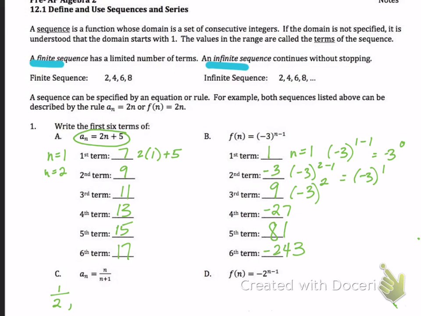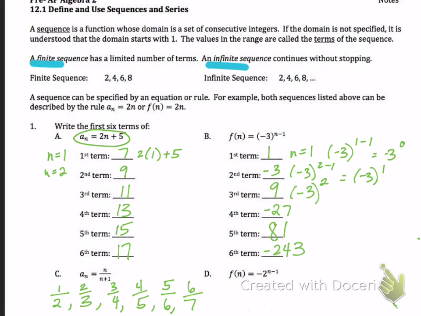What would the next one be? 2/3. The third term, 3/4. 4/5. 5/6. And the last one would be 7/8. Nope, 6/7. The next one would be 7/8. You were just jumping ahead.